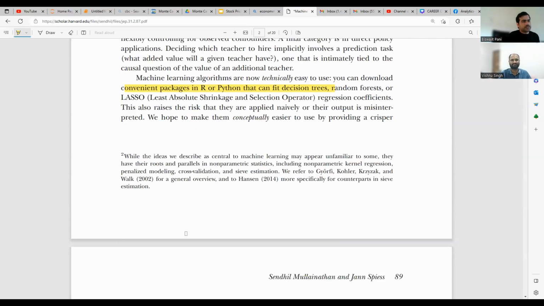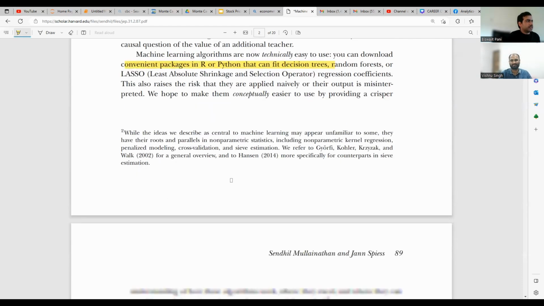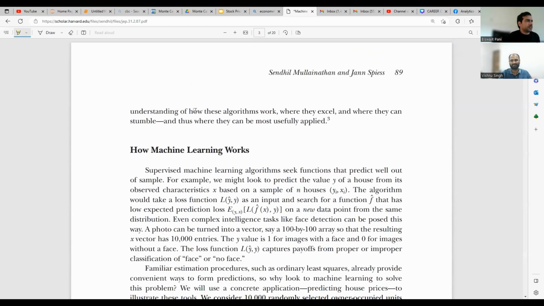He's saying that because non-econometricians have implemented these algorithms in R and Python, I think it may be the case that these are not properly interpreted. We hope to make them conceptually easier to use by providing a crisper understanding of how these algorithms work, where they excel and where they can stumble, and thus they can be most usefully applied.